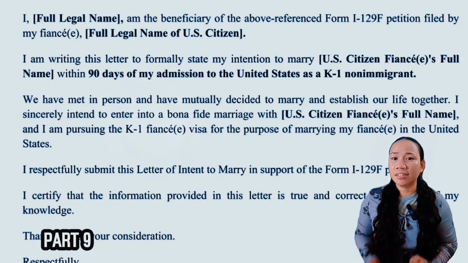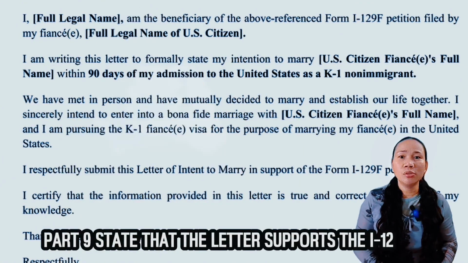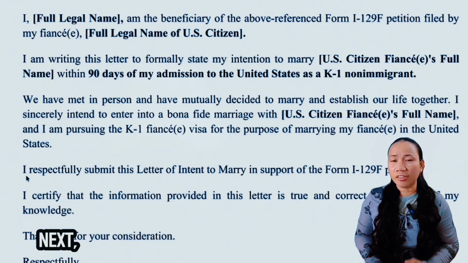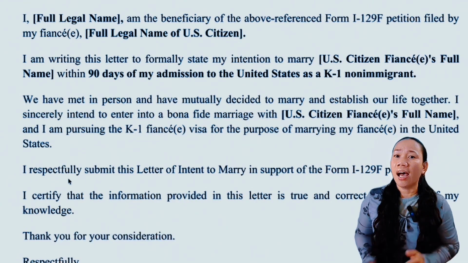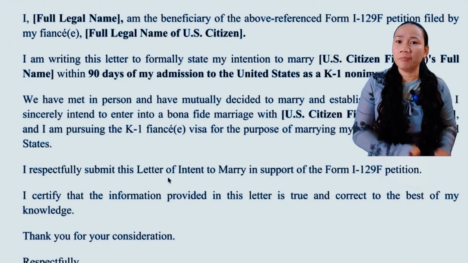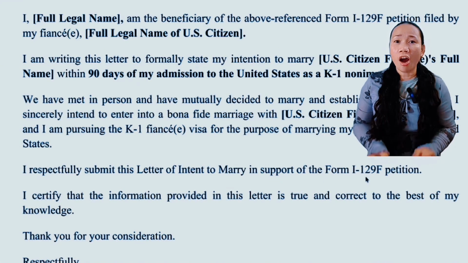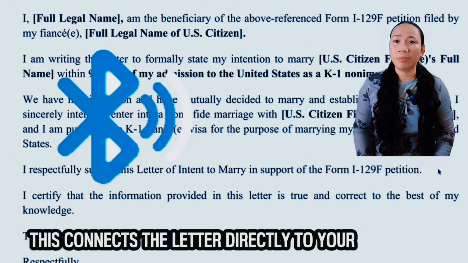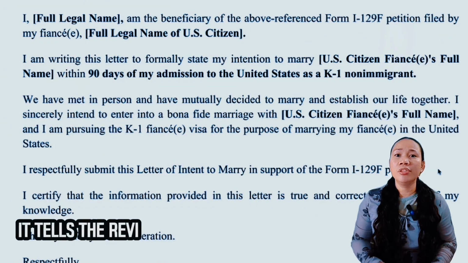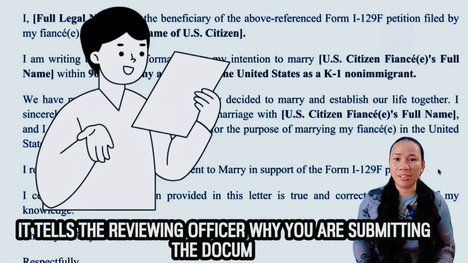Part 9. State that the letter supports the I-129F. Next, you can include a short statement such as, "I respectfully submit this letter of intent to marry in support of the Form I-129F petition." This connects the letter directly to your petition. It tells the reviewing officer why you are submitting the document.